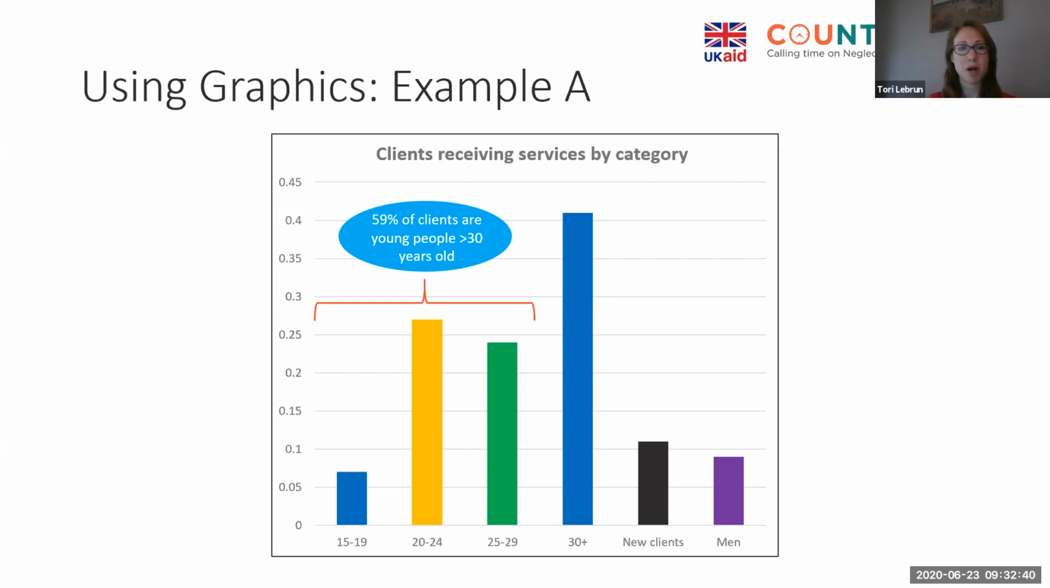But then you have 2 more bars on the right that show new clients and men. So those categories are really separate from the age groups. And there is also a box showing that 59% of the clients are young people when you group these 3 bars. And when I look at a graphic like this, I think that's not very intuitive. And so it needed to be called out in a box to be able to even see that those bars are the majority of the clients.